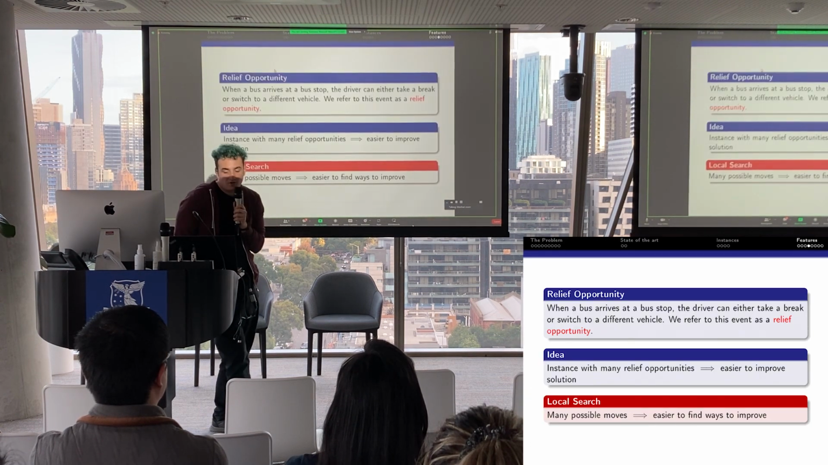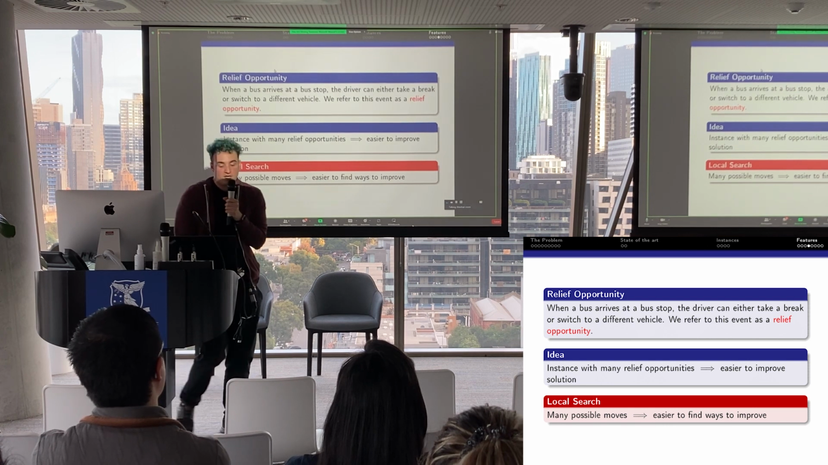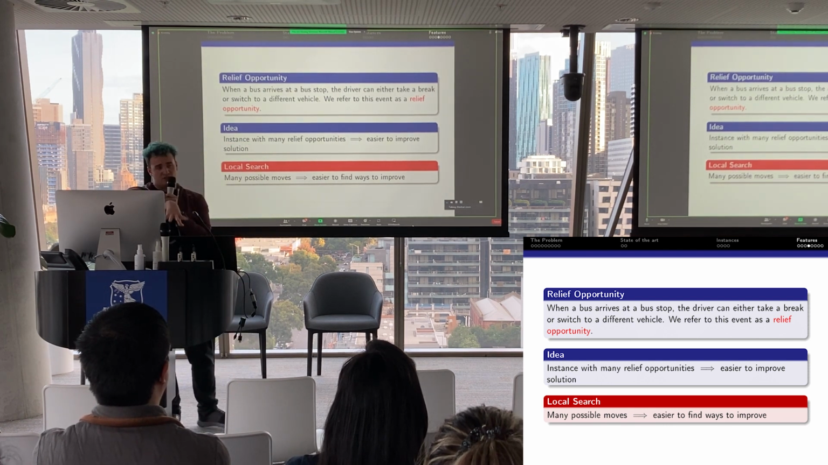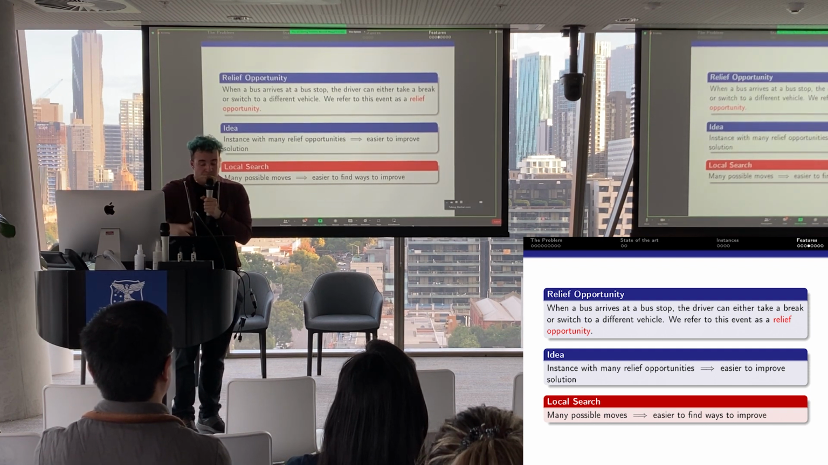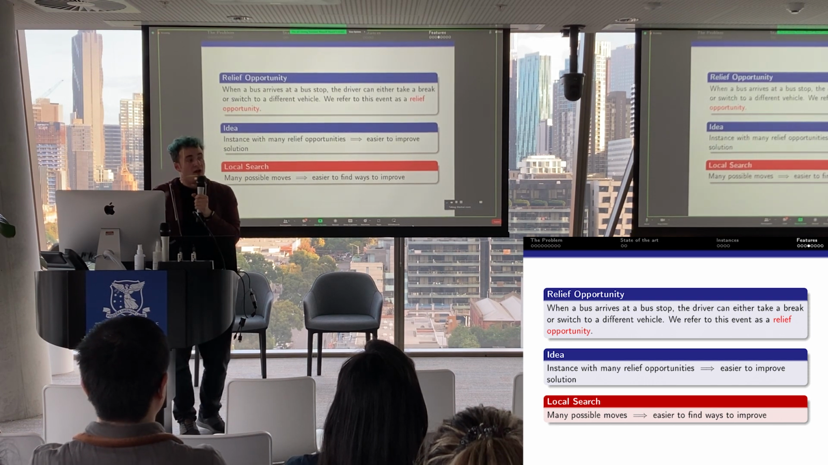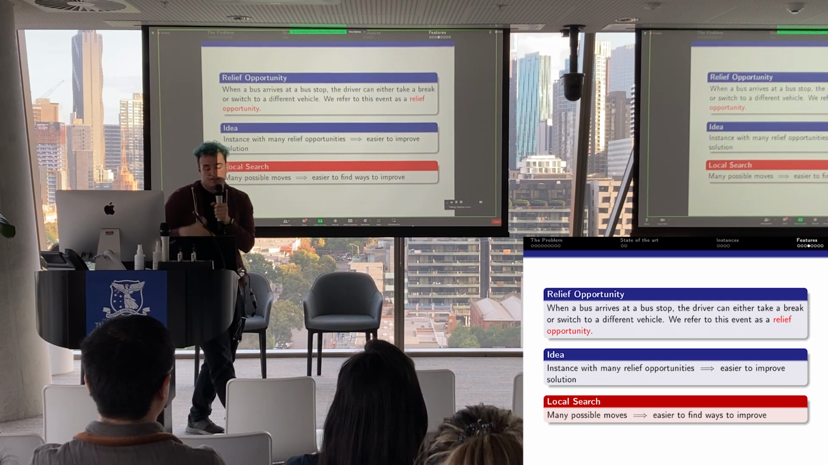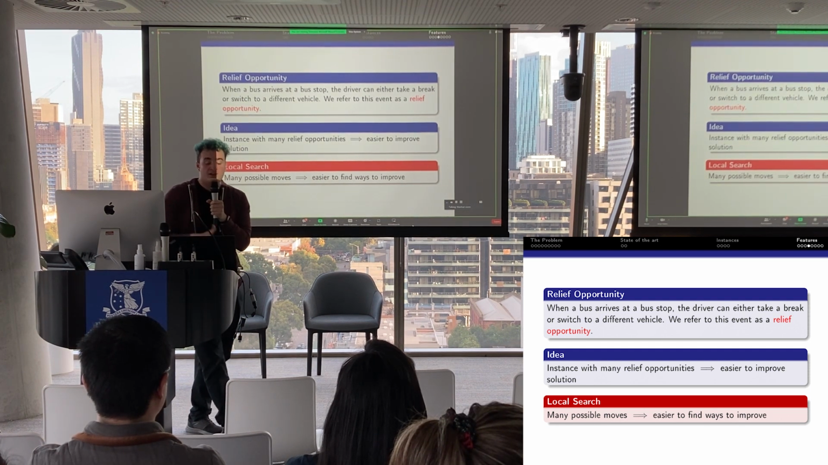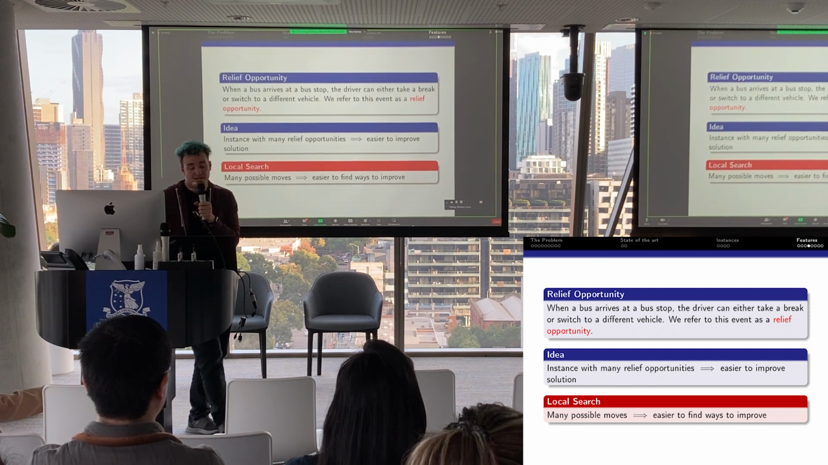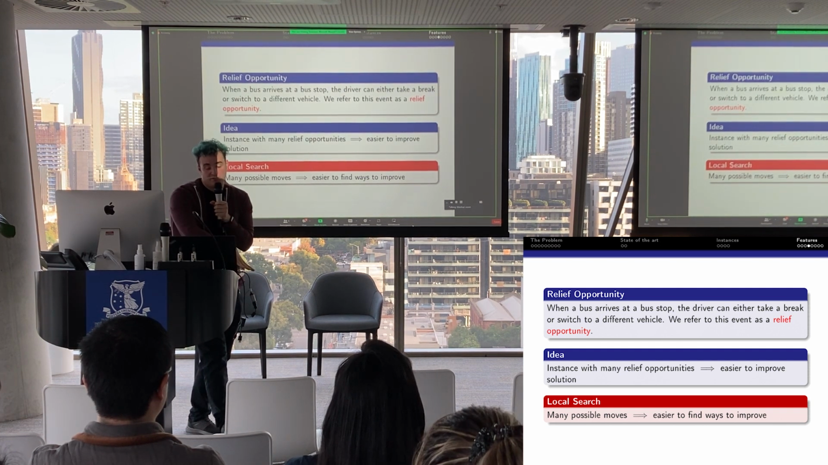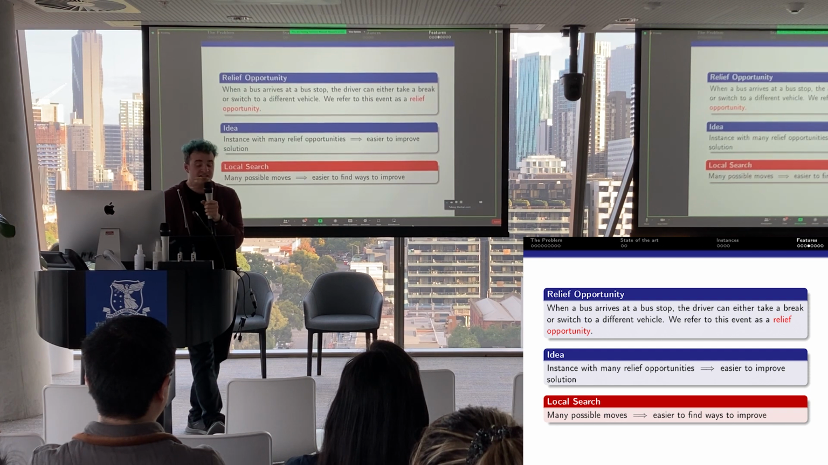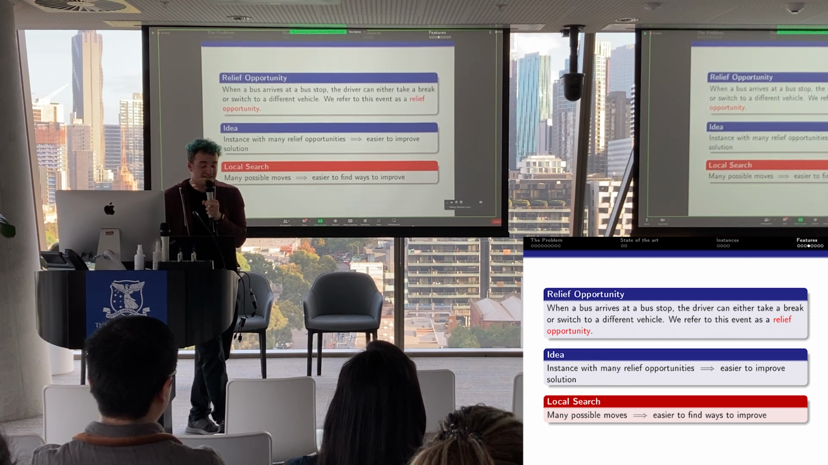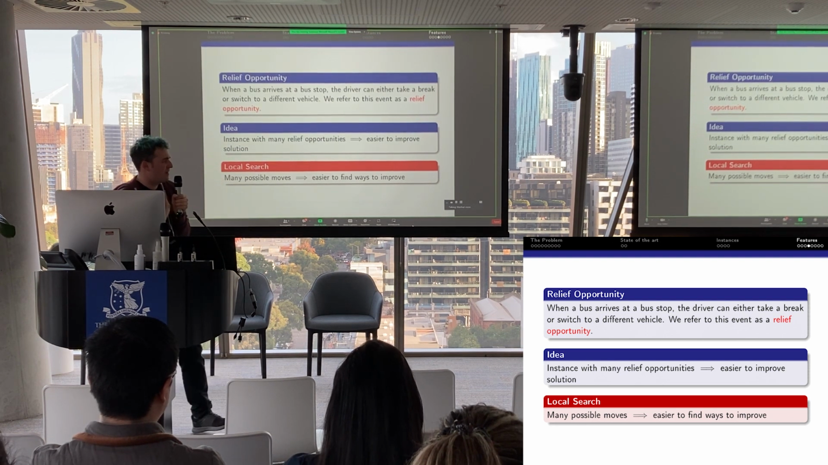Yeah, this is why we came up with our term, relief opportunity. So we fix a bus stop, a position, a node, and a time window. In this time window, at this node, we can take some decision for the driver. The driver can take a break or can switch to a different vehicle. And this for us is a relief opportunity. And our idea is that if there is an instance with many relief opportunities, then it's easier to improve the solution. It's easier to come up with a better objective function.